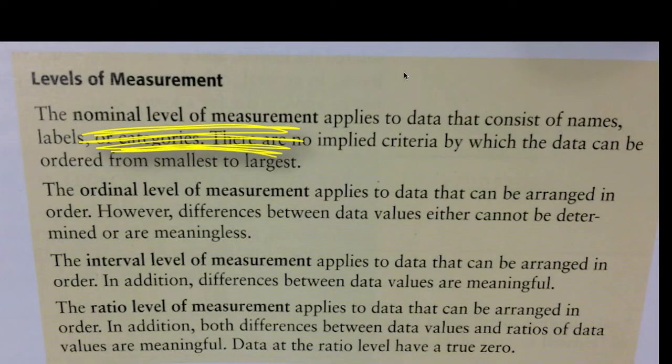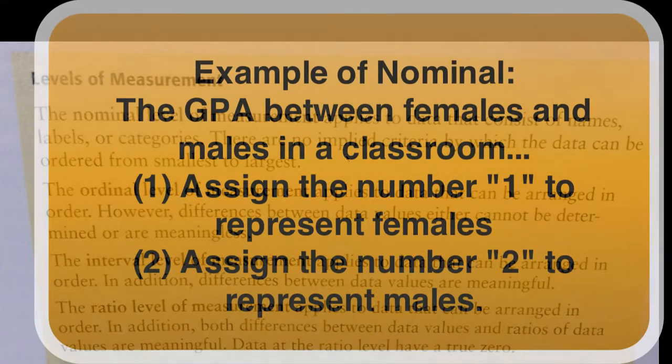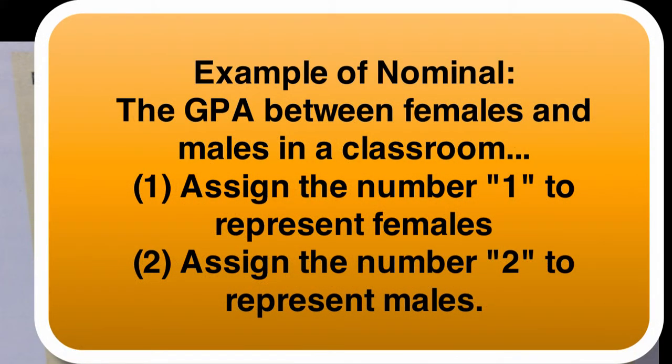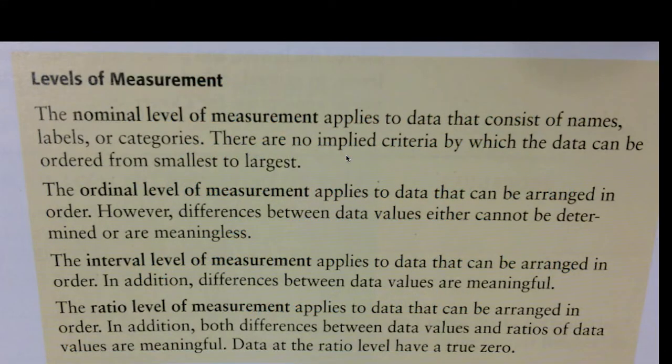A nominal level of measurement applies to data that consists of names, labels, or categories. So there's no implied criteria by which the data can be ordered from smallest to largest. A good example of nominal level of measurement would be something like determining the difference in GPAs between female and male students. So you would take all the females and maybe give them a code of 1, take all the males and give them a code of 2, and then you would have that all coded. So the gender in the study itself is an example of nominal level of measurement.